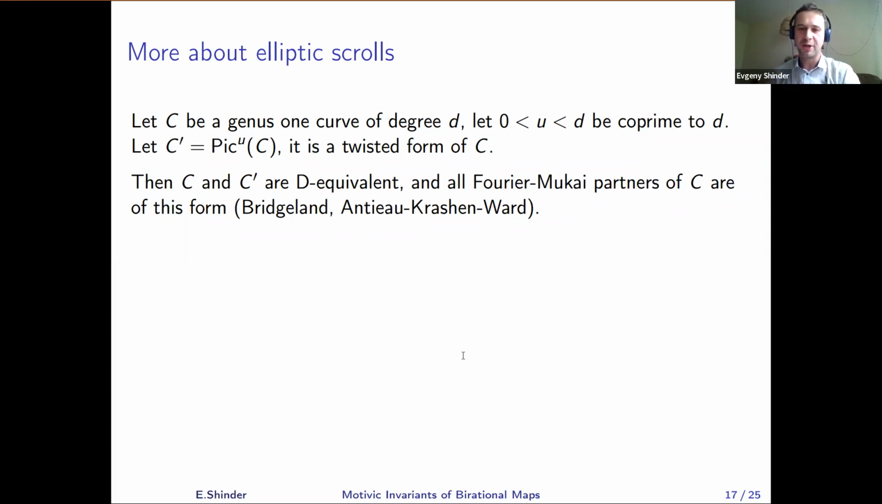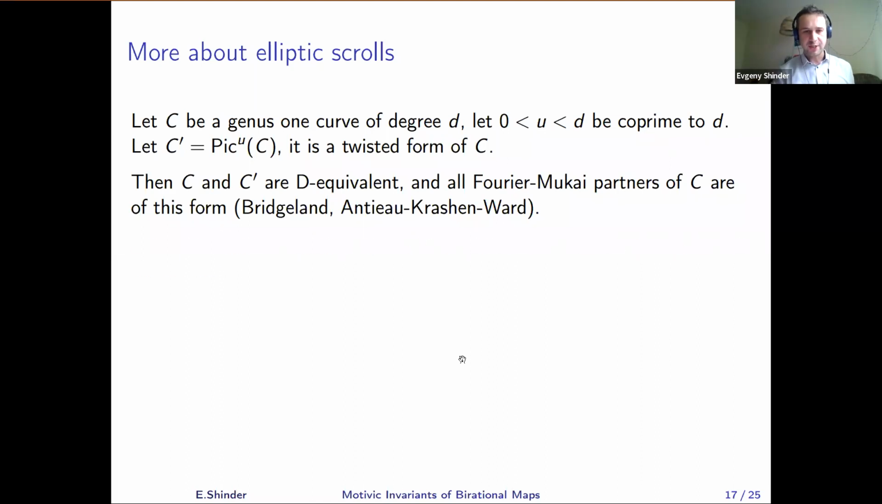So these are twisted forms, and they are derived equivalent. This goes back to Bridgeland, and in this particular form, it's due to Antieau-Krashen-Ward. And furthermore, all Fourier-Mukai partners, so derived equivalent varieties to C, are among those other twisted forms. So basically, the story here is just about coprime Jacobians or coprime Picard varieties.